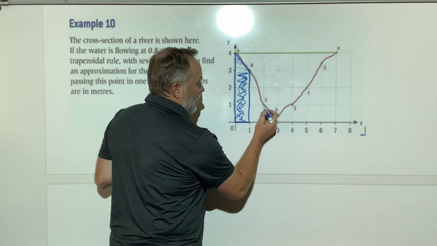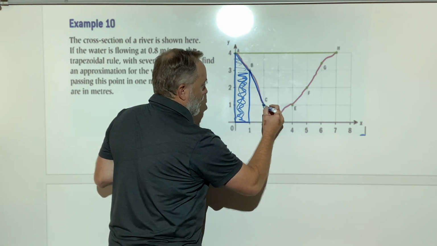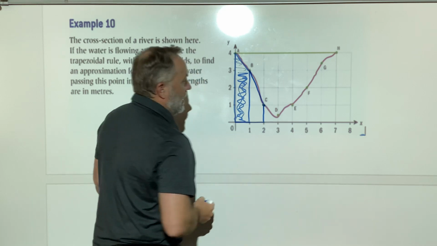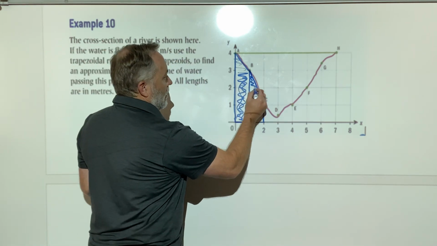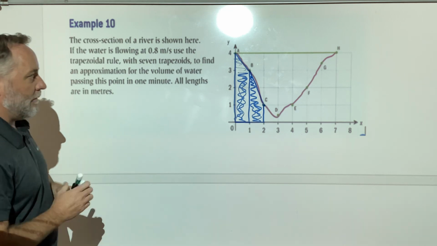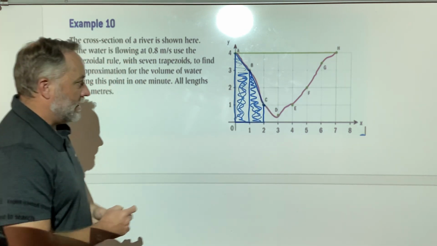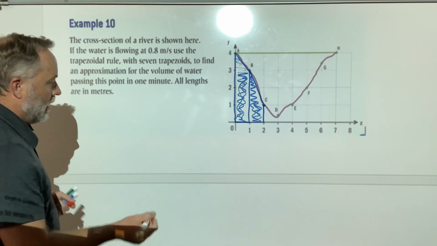The second one would look like that, and it has also a width of 1. Okay, but we have no table of values here, so we're going to have to get our values from the graph. So let's go ahead and set up our formula.